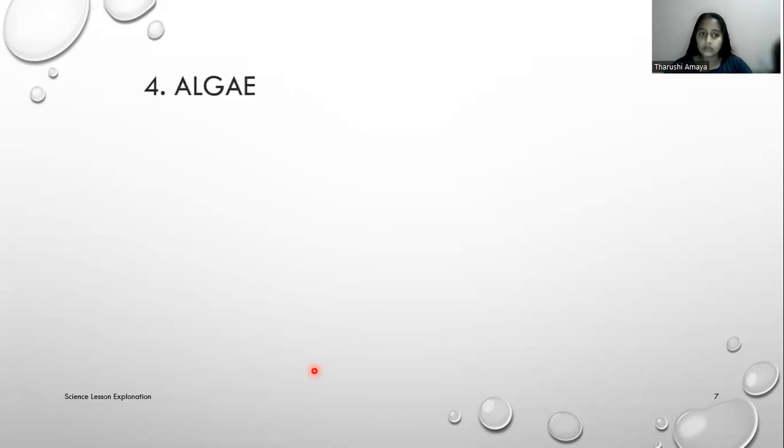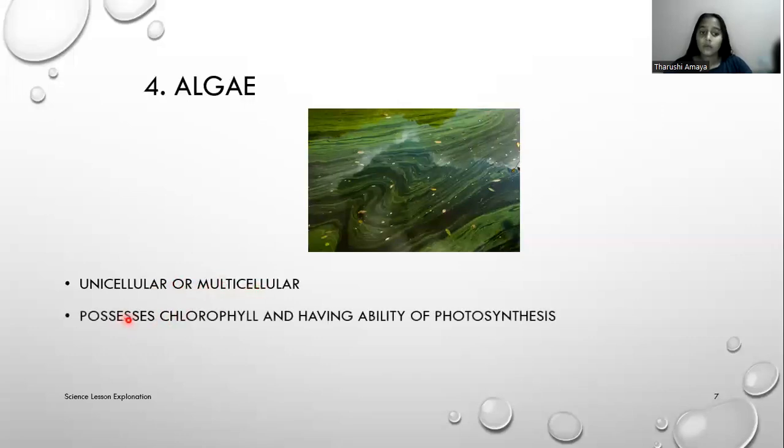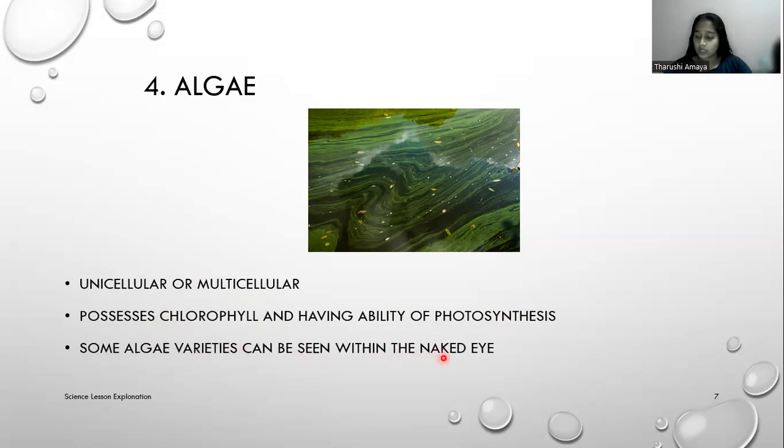And the next topic is algae. Here's a picture of an alga. They are unicellular or multicellular, possess chlorophyll and have the ability of photosynthesis. Some algae varieties can be seen with the naked eye. For some examples, Chlamydomonas, Spirogyra, and diatoms.